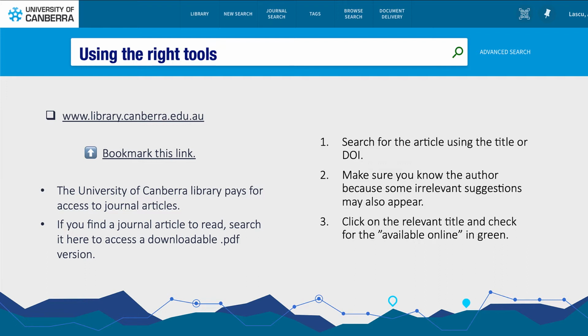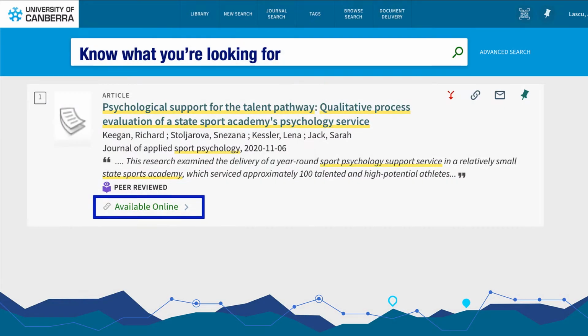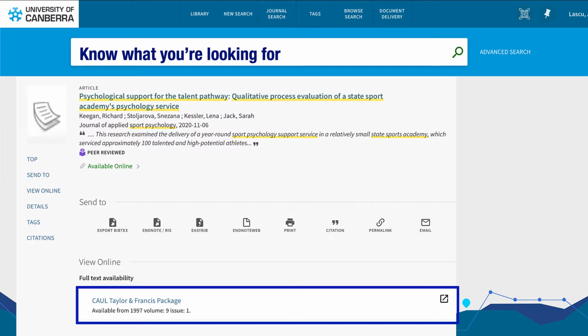So you just start by using the search bar like any other search bar, specifically looking for the name of the article or its specific identification number or its DOI. You make sure you actually know who the authors are, because sometimes irrelevant suggestions may also appear. And we're looking for the available online in green underneath the title that you're looking for. And that means that you can actually access a version online.